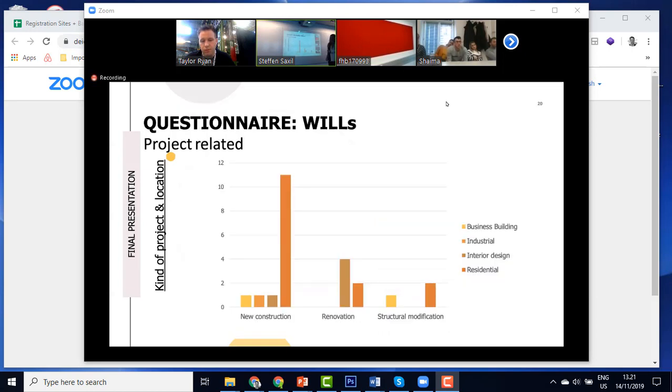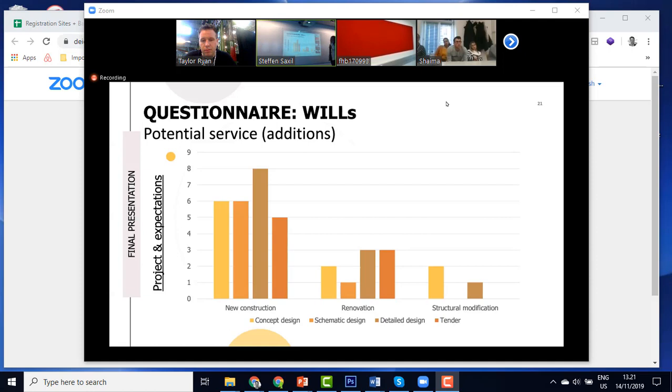Project related, then kind of project and location. Most of the people are interested in new construction, where we're talking about residentials, or renovation. So even for this, renovation and new construction are maybe a good thing for ArchitectQuote to focus on, regarding our questionnaire.